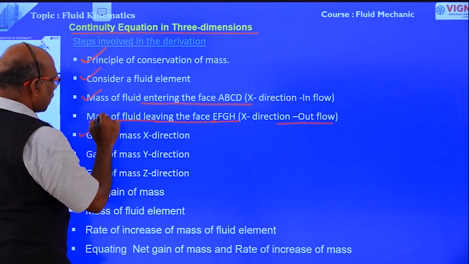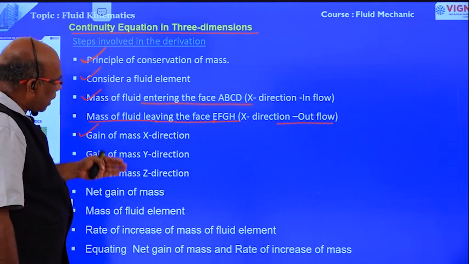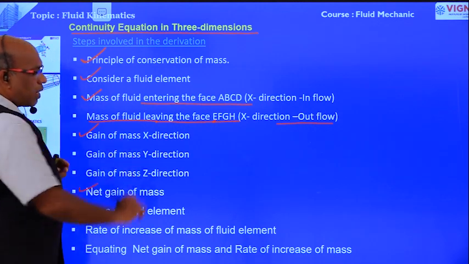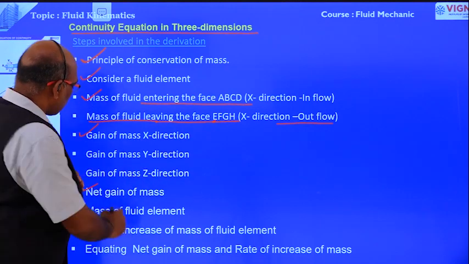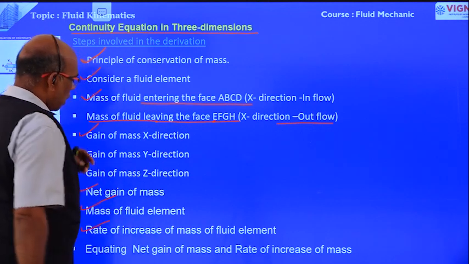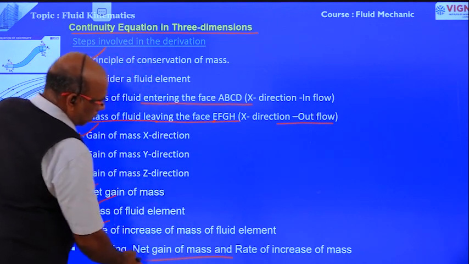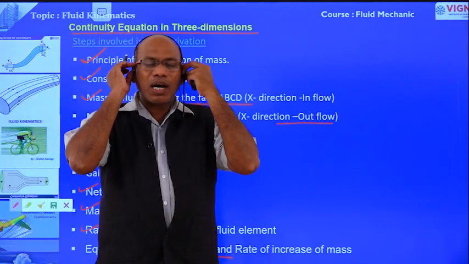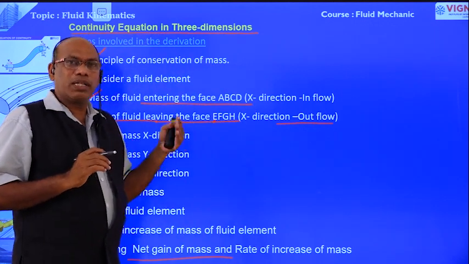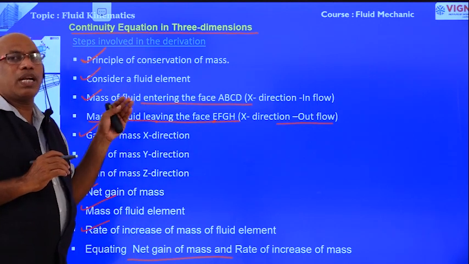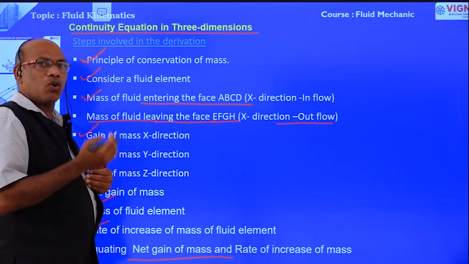And also what is the gain of mass in the x direction, what is the gain of mass in the y direction, the gain of mass in the z direction, and the net gain of mass in the x, y, and z directions. Then what is the rate of increase of mass of fluid. Finally we are going to get that the gain of mass of fluid must be equal to the rate of increase of mass in the fluid element. These are the steps involved in the derivation of the continuity equation, three-dimensional flow. Now we are going to discuss them one by one.